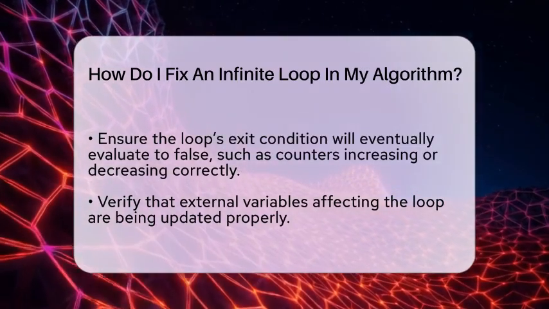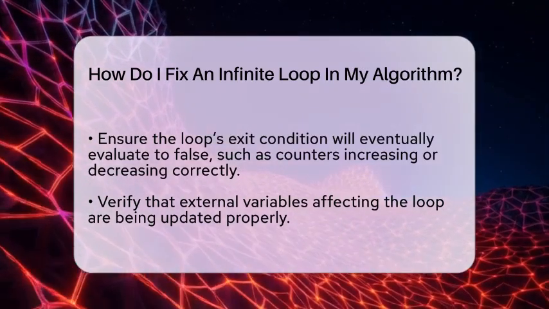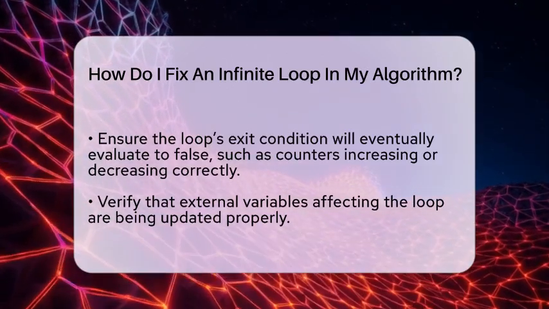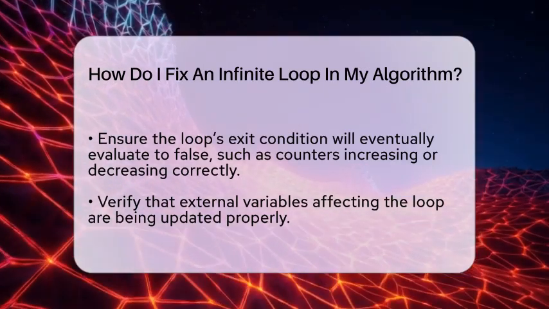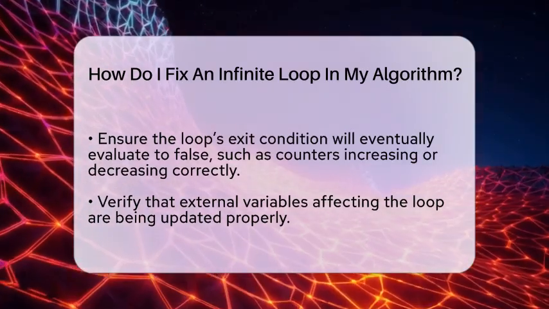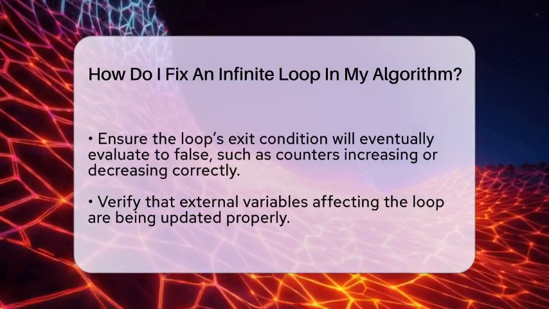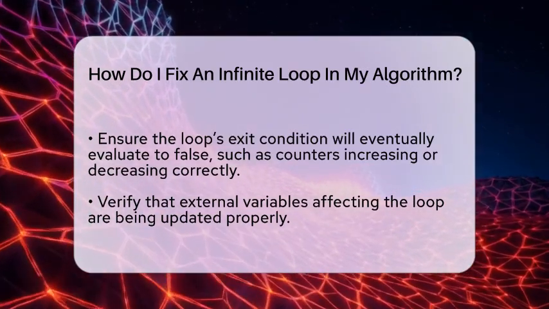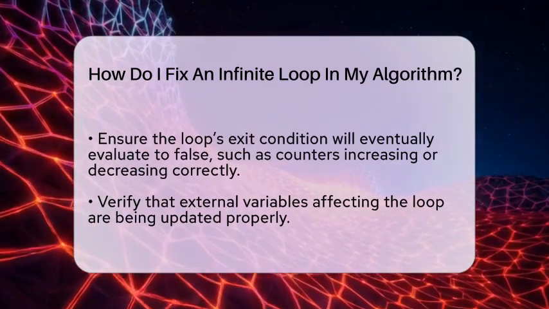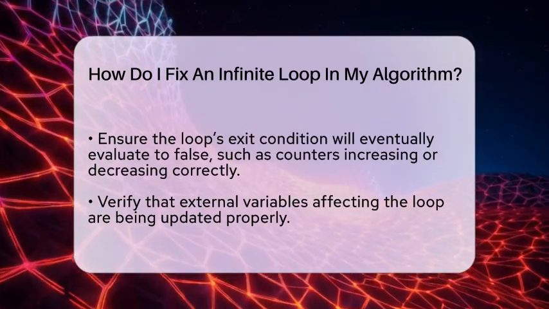Also, verify that any external variables affecting the loop are changing as expected. Sometimes, a variable outside the loop might not be updating because of a typo or logic error. Fixing this can stop the infinite cycle. If your programming language supports exception handling or timeout features, use them to catch runaway loops during testing. For example, some languages allow you to set a maximum number of iterations. If that limit is reached, the program can break out of the loop.